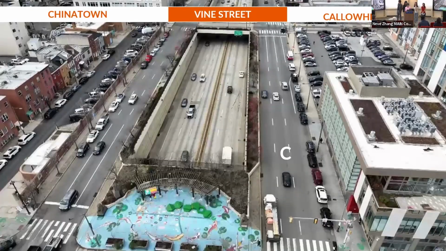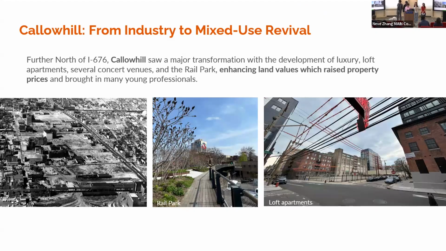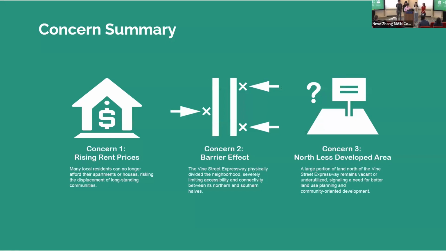And here is what it looks like now. To the north of the highway lies Callowhill, which is also suffering from the highway. Callowhill has evolved from an industrial zone into a neighborhood of loft apartments, music venues, and also the Rail Park. And despite the growth, it still contains active industrial sites and vacant lots. So we come to 3 main concerns from the neighborhoods: the rising rent price, the physical barrier, and also the less developed lands.